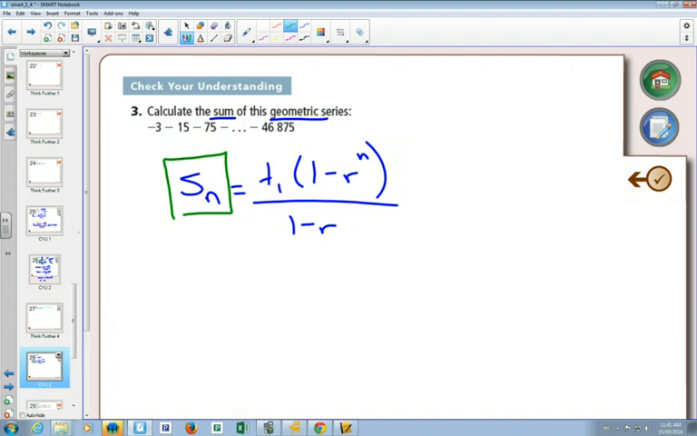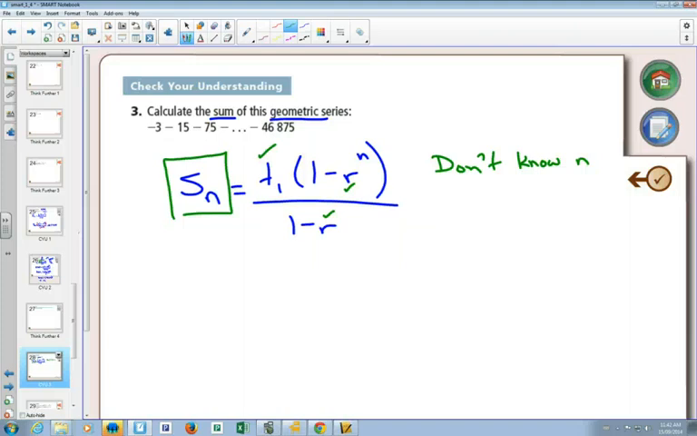Do I know T1? Yes, I do. Do I know how much I'm multiplying by each time? Yeah, I can see that I'm multiplying by 5, so I know r. Do I know how many terms there are? No, this is a problem. I don't know n. This same problem happened with our arithmetic sequences. The same problem happened with one of the questions on our quiz.